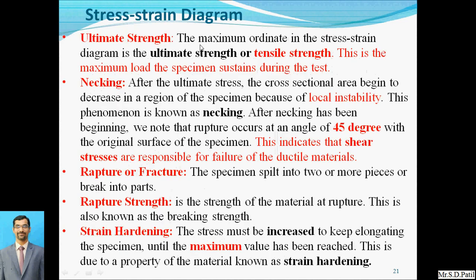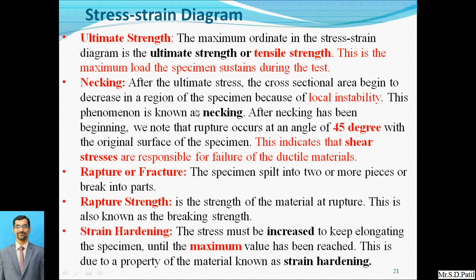Now, what does ultimate tensile strain mean? The maximum ordinate in the stress strain diagram is the ultimate strain or the tensile strain. This is the maximum load the specimen sustained during the test. So it is just the highest load where the particular component will not fail, but after that the neck formation starts. So what is the meaning of necking?